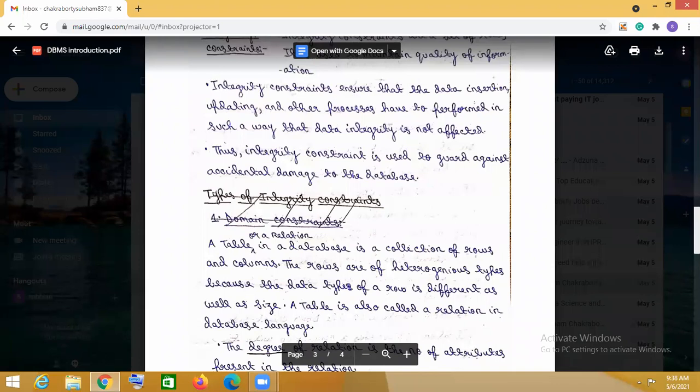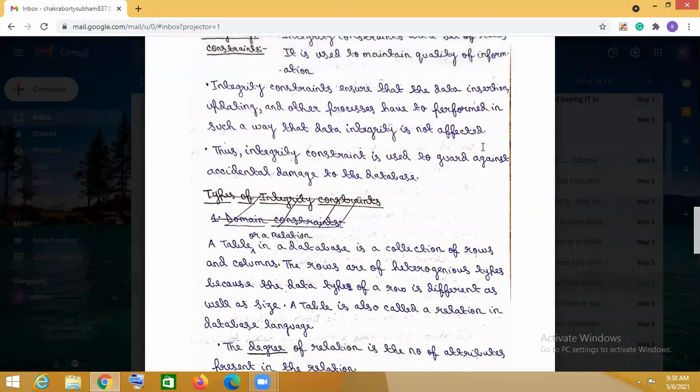Now, what are the drawbacks of the file system? And then after that, the integrity rules, the integrity constraints, how we should perform these integrity constraints, and what integrity constraints are used in the database. Now we will explain one by one the criteria which are used in the database.